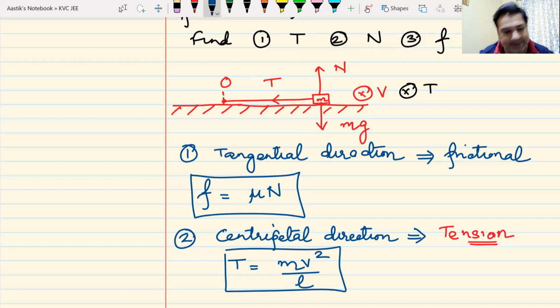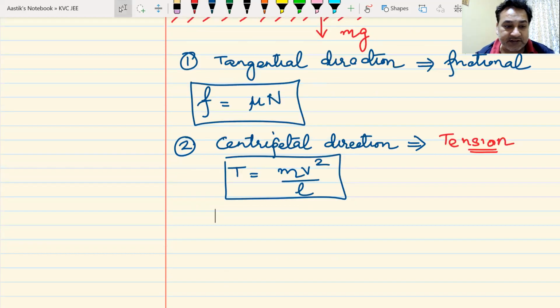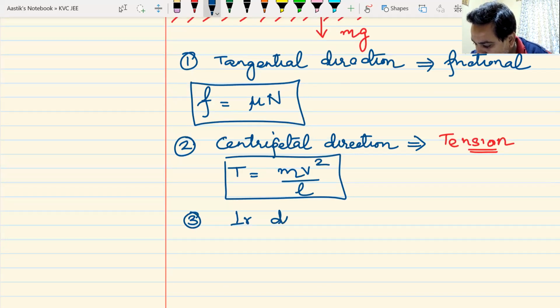Centripetal direction done. Then remains the last direction, and I will be very pleased if anyone can tell me what is the force and what is the equation in this third direction, the perpendicular direction. If you can understand this, you must congratulate yourself.